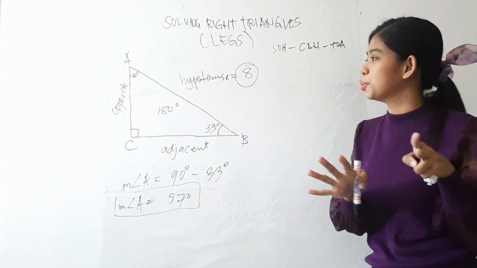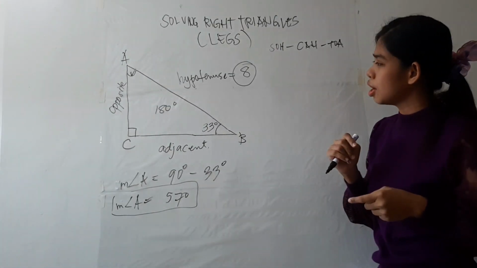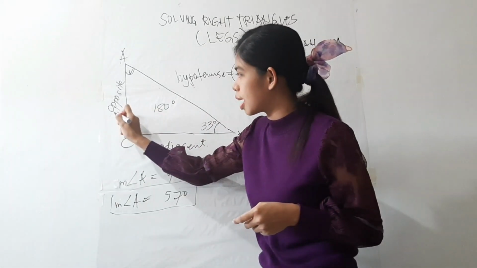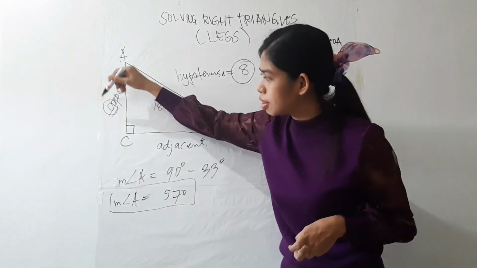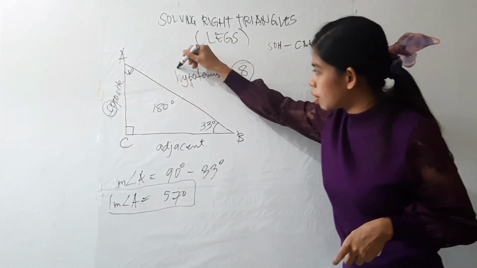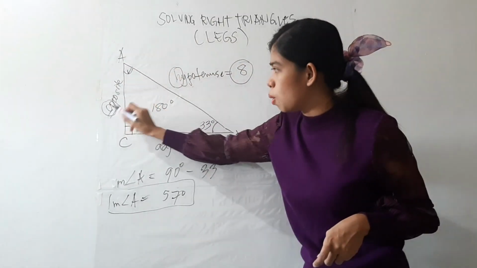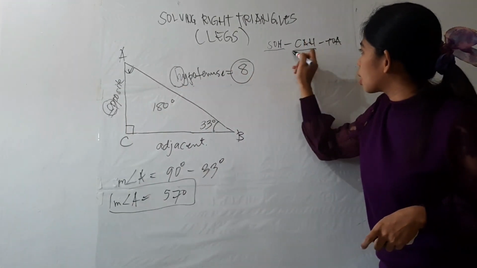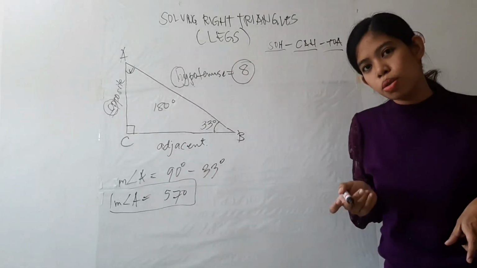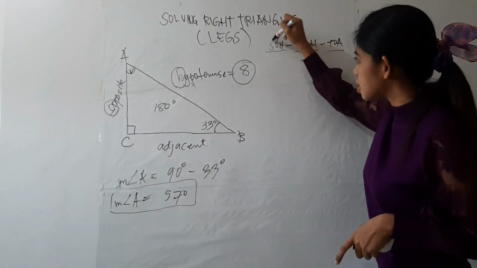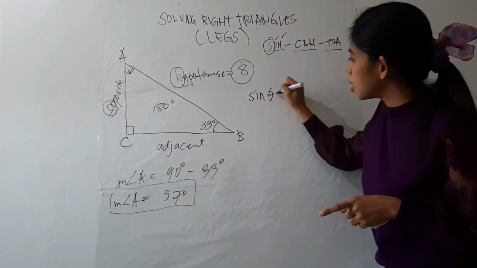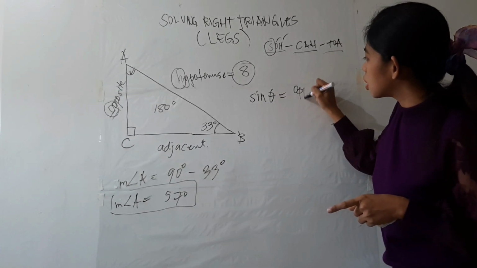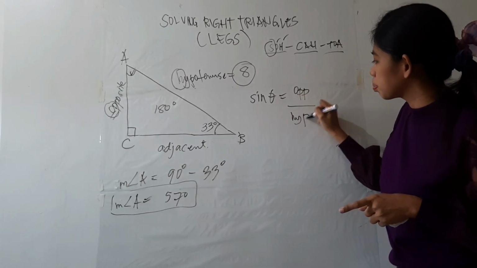Since I cannot hear you, let's just say you'd want to find the measure of the opposite side. Okay? Since you are looking for the opposite side, and you were already given the hypotenuse, that's O and H. Okay, where are O and H in SOH CAH TOA? In sine. Okay? So meaning we are going to use sine theta equals opposite over hypotenuse.